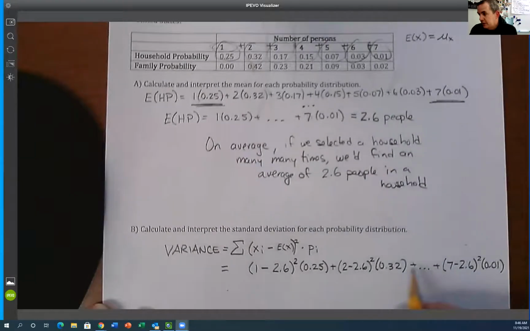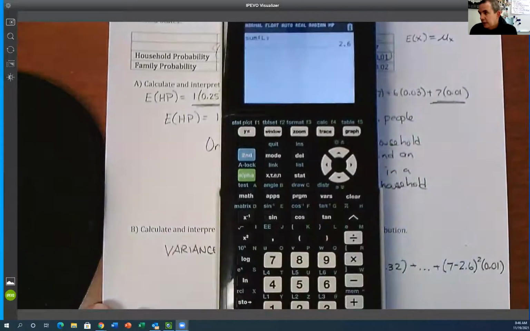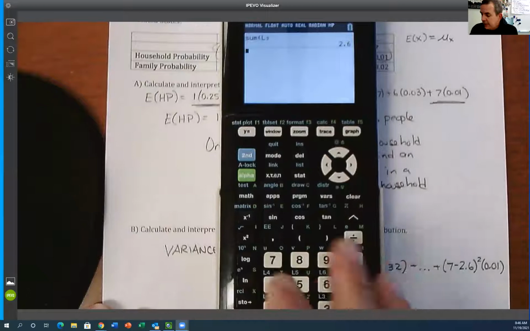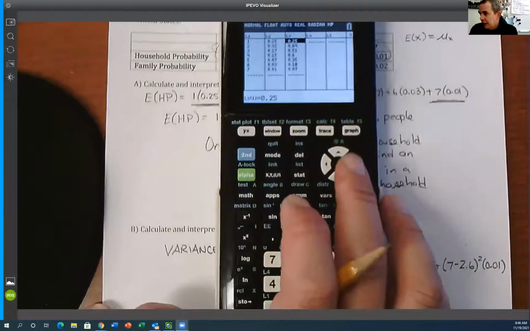Okay, so the first thing we need to do is figure out variance. And the way you do that, again, is in the calculator. We're going to work with the data we already have. So we're going to go back to stat, go back to edit, and go to L4.